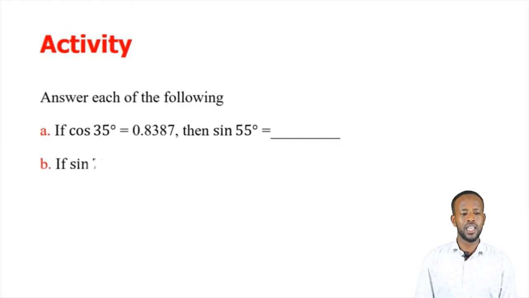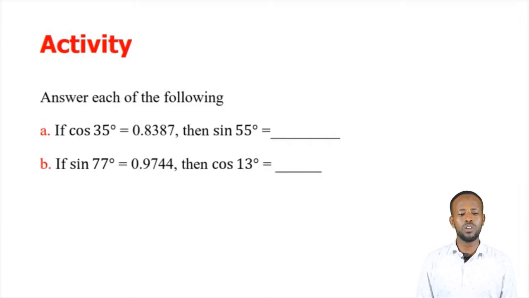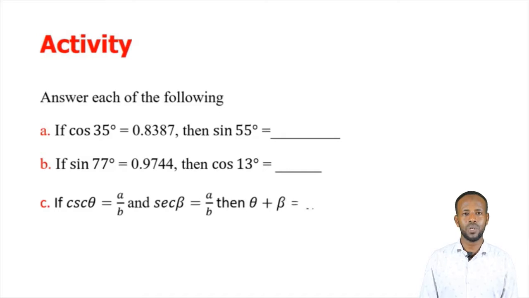B. If sine of 77 degree is equal to 0.9744, then what will be cos of 13 degree? C. If cosecant theta is equal to A over B, and sec of beta is equal to A over B, then what do you expect theta plus beta to be? This does not need that much. I am sure that you will answer easily.